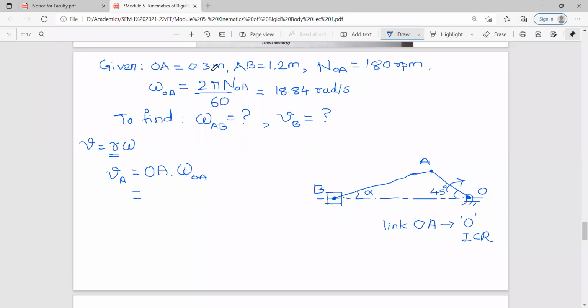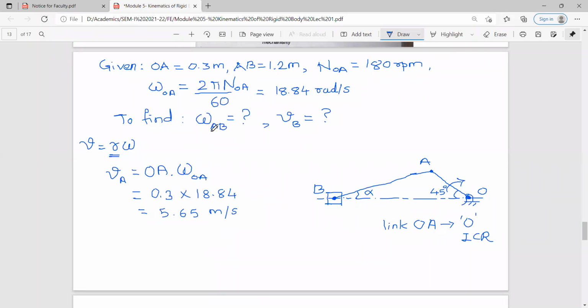What is the value of OA? 0.3 meter multiplied by angular velocity of OA, that is 18.84. What is the answer? 5.652. It is not radian per second, it is linear velocity, not the angular velocity. Meters per second? Yes, it is. Okay, so it is meter per second. So one point we have calculated.